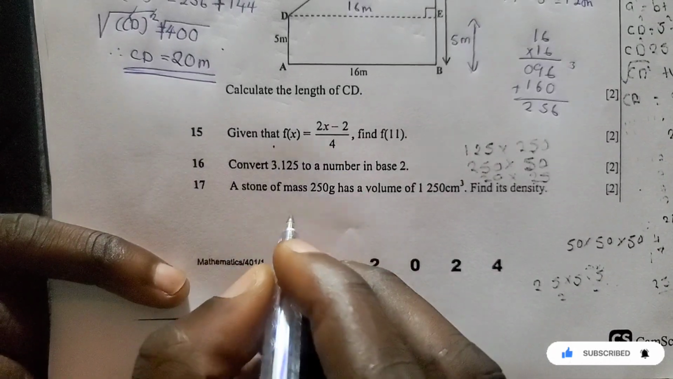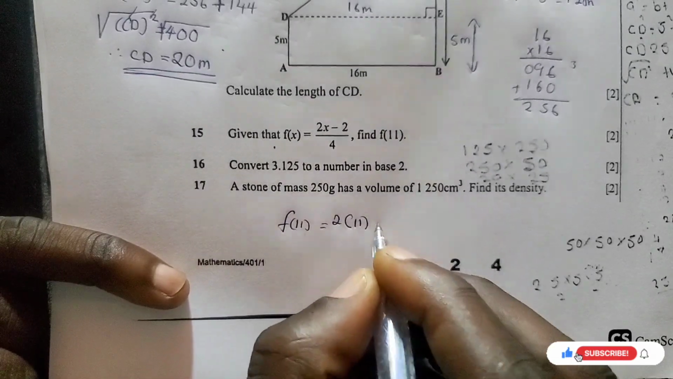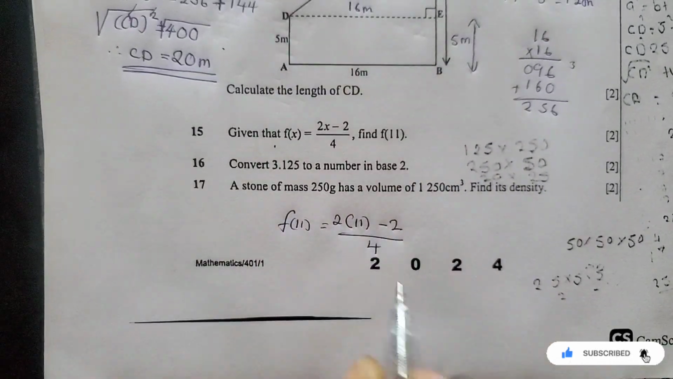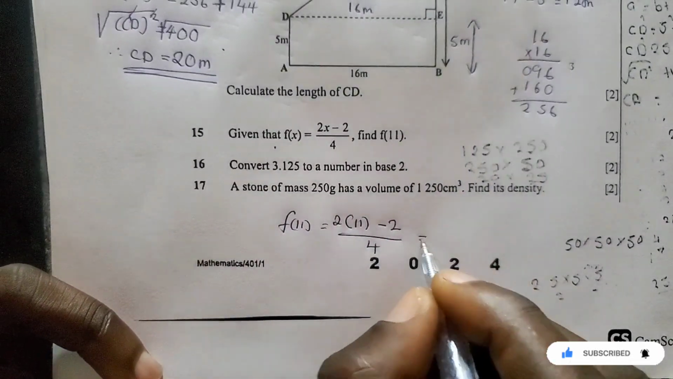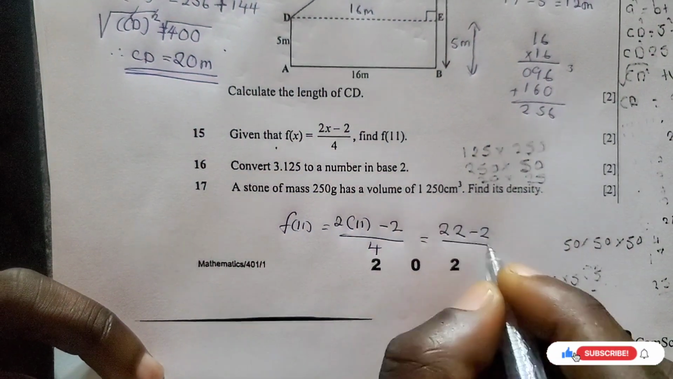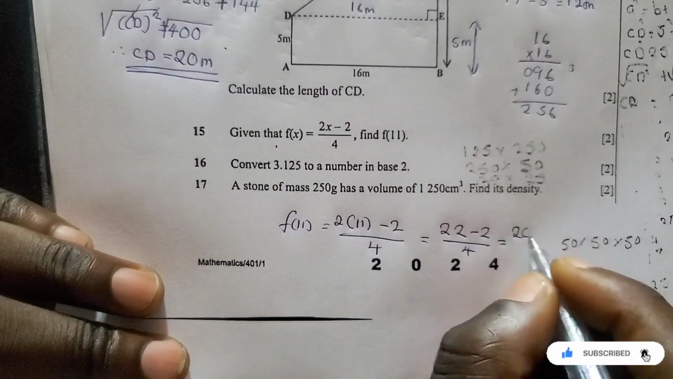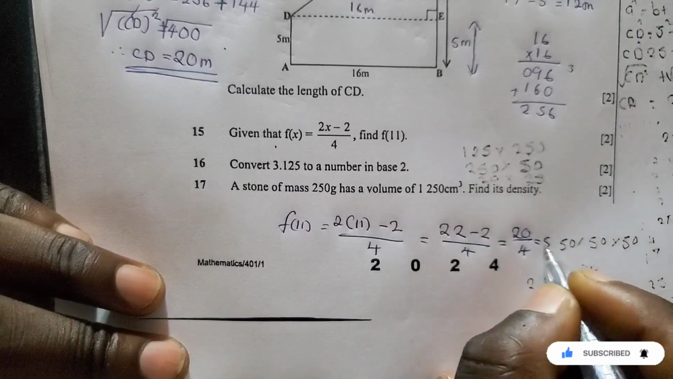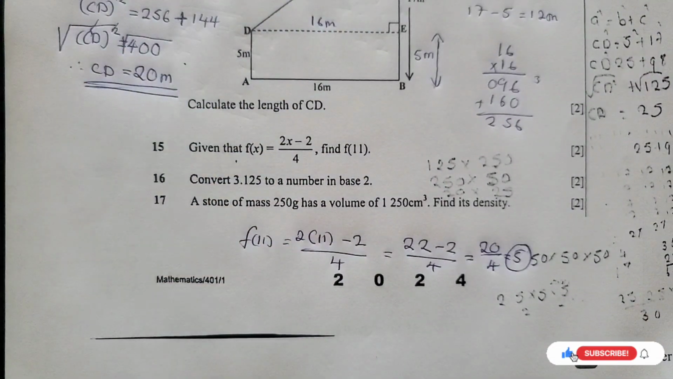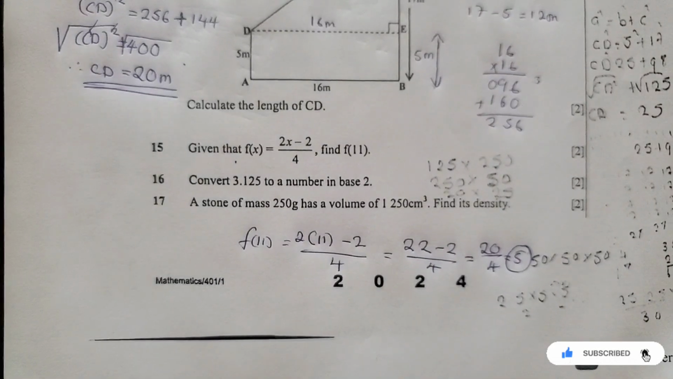So, where there is x here, f of 11 is equal to 2, open bracket, x is 11, minus 2, over 4. Then 2 times 11 is 22. So 22 over 2, minus 2 over 4. Then 22 minus 2 is 20. 20 divided by 4 is 5. So the answer is simply 5. Do you understand? I believe you're getting something here.